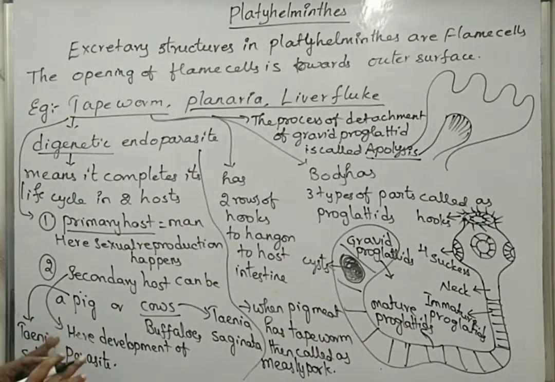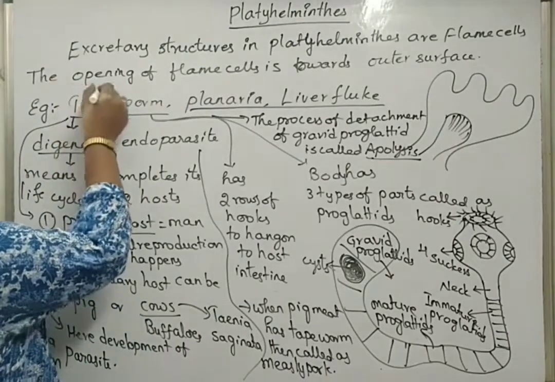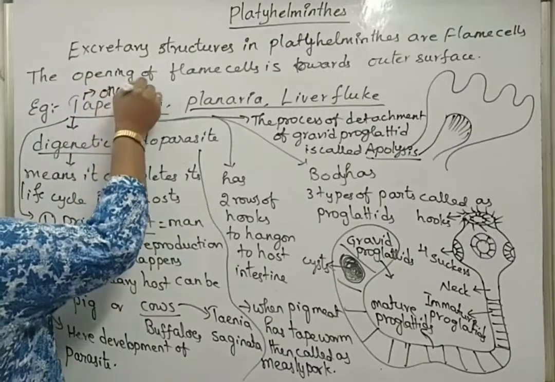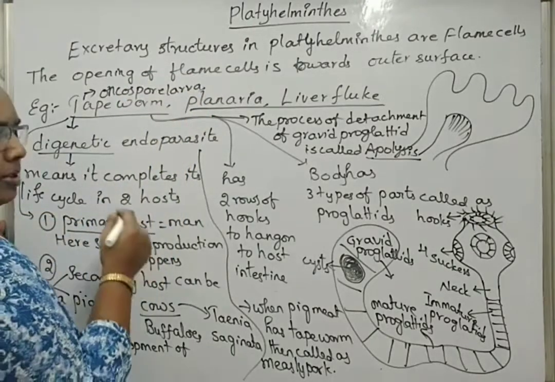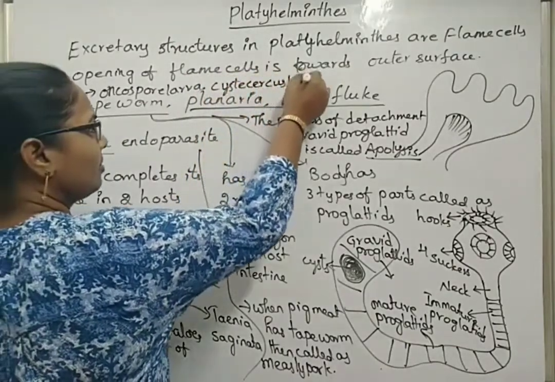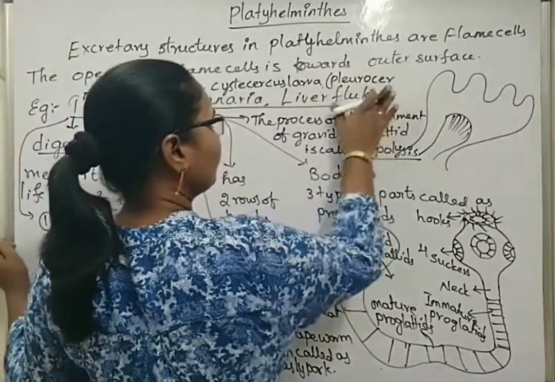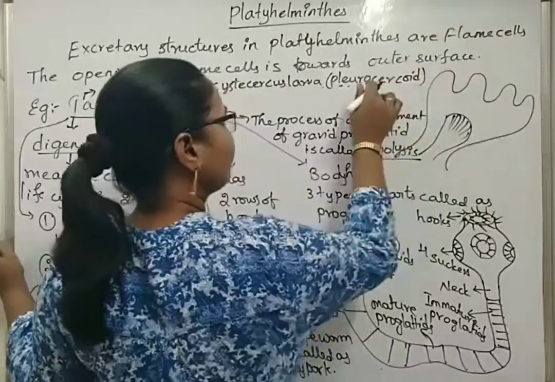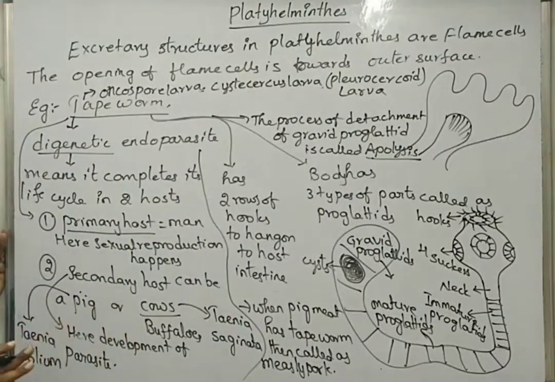So these are some of the important points regarding tapeworm. The larval forms in the case of tapeworm are the oncospore larva, and next the cysticercus larva or plerocercoid larva. So these are a few points regarding the tapeworm.